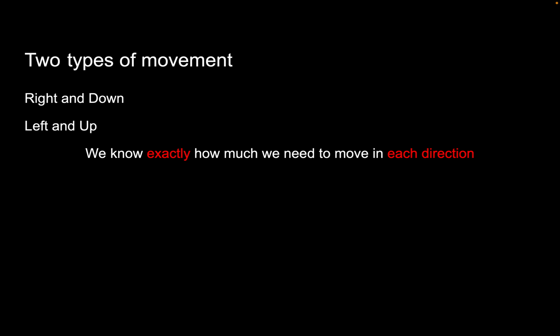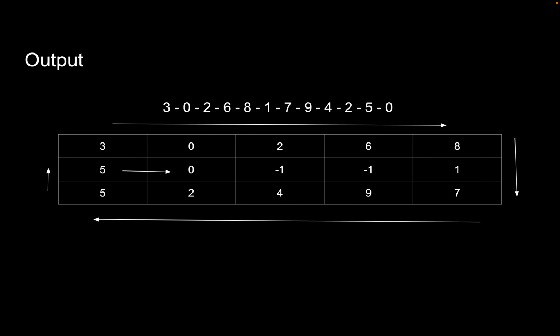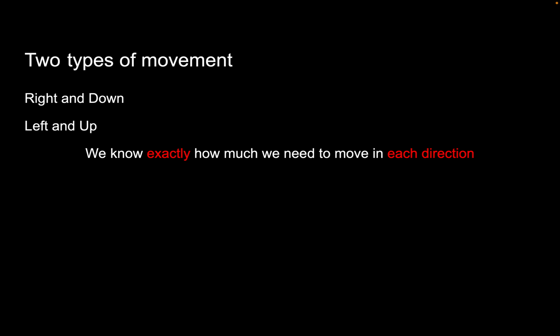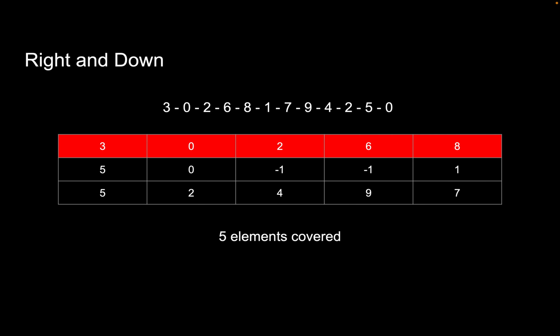So what can we see from the question? There are only two types of movements, right? Right and down, and left and up. If you see here, we move right, down, left, up, and then right, down again. But down wasn't required because there's no need to move down anyway. So there are only two types of movements, and we know exactly how much we need to move in each direction.